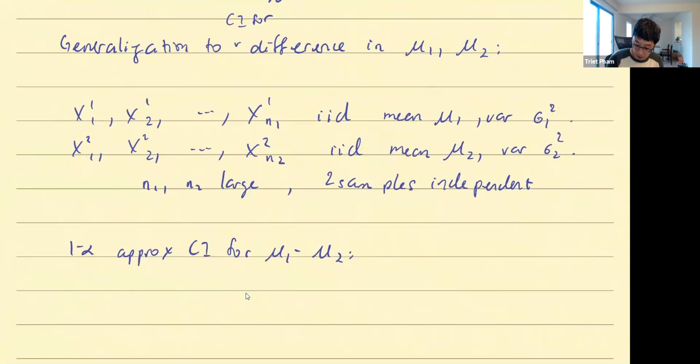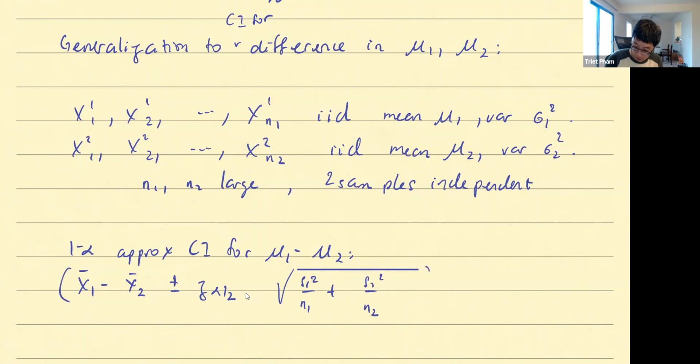It will be x bar 1 minus x bar 2 plus or minus z alpha over 2 times the square root of s1 squared over n1 plus s2 squared over n2. That's it. Okay, as simple as that.